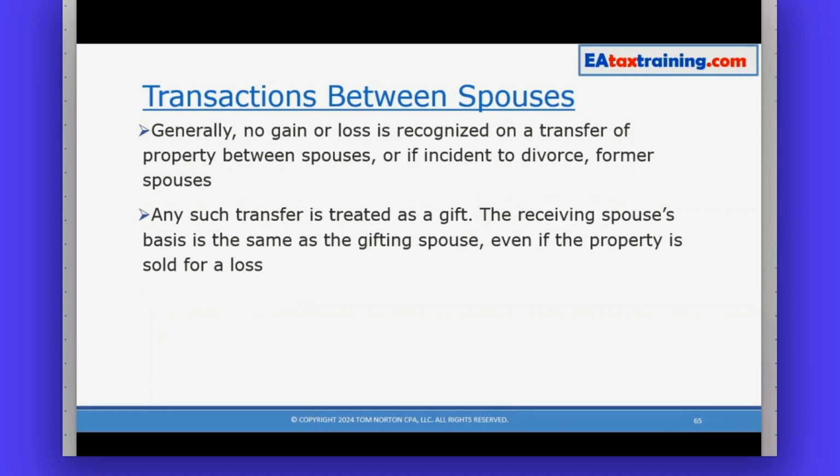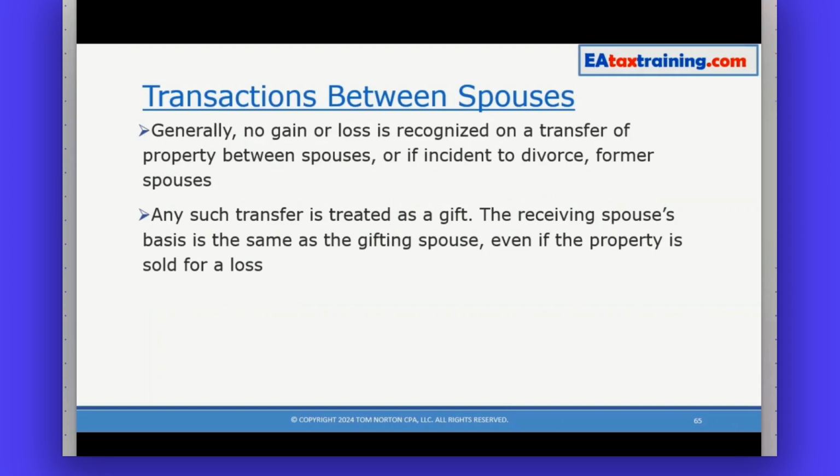But there was an exception to that, and that was that if the property was sold for a loss, then you had to use the fair market value or the basis, whichever was lower, as basis. Well, that doesn't apply if the people giving and receiving gifts are spouses or former spouses incident to divorce.